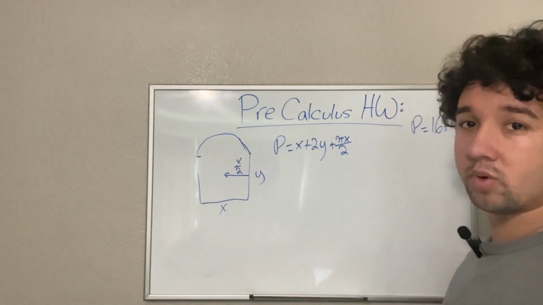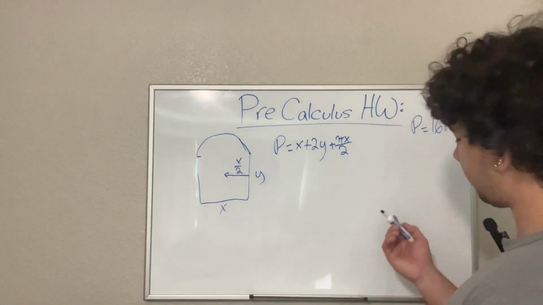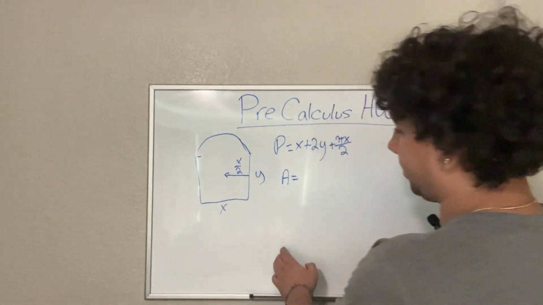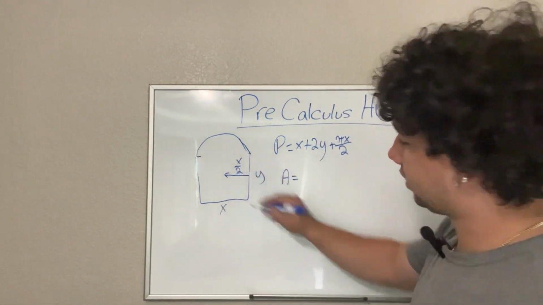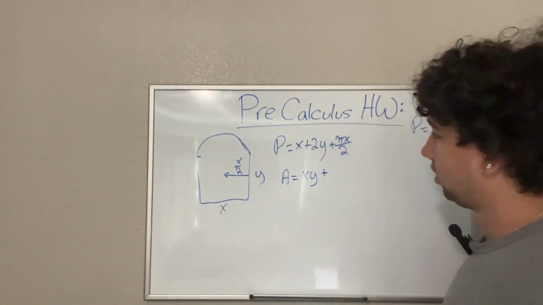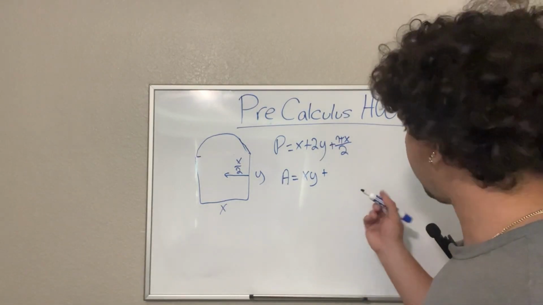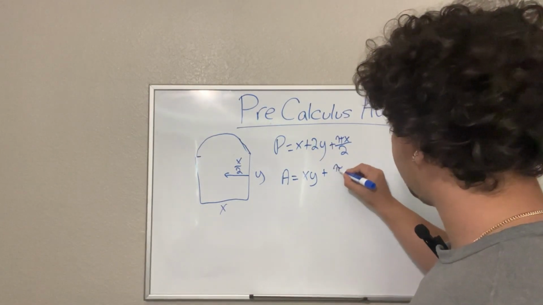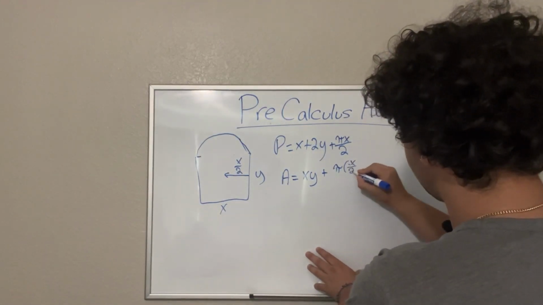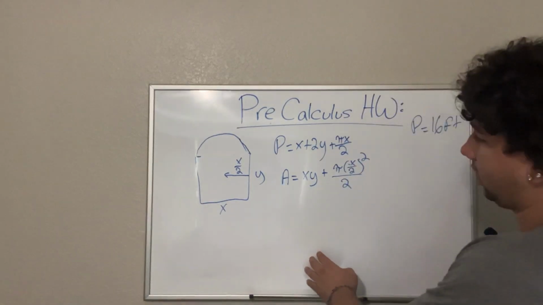But it wants the area. So the area is going to be a little bit different here. Let's just write this area formula out right now. The area formula is going to be the area of this rectangle, which is x times y, plus 1/2 again, right? Pi r squared. So pi times our radius of x over 2 squared, all divided by 2.